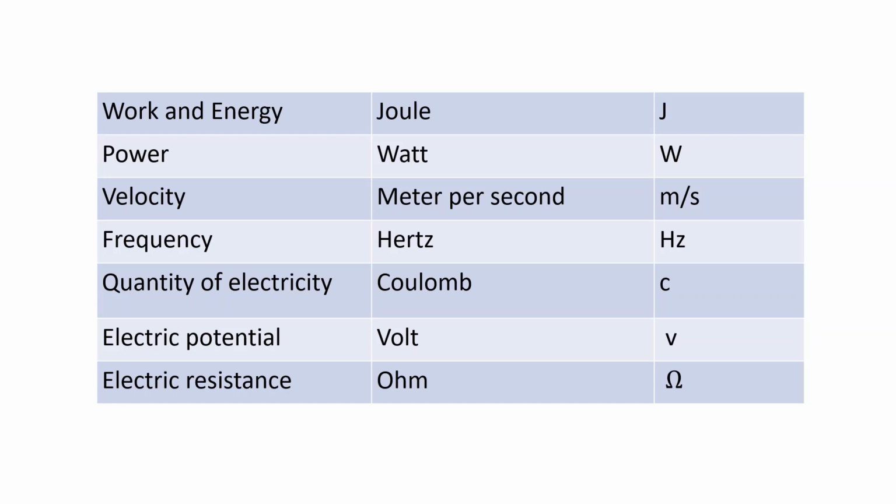Derived units are units obtained from a combination of two or more base units. And base units or fundamental units are units that cannot be expressed in terms of any other unit.